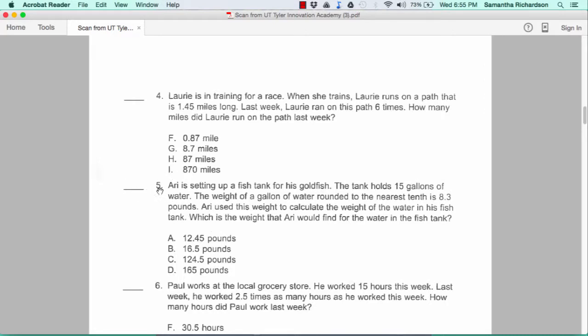Number 5. Ari is setting up a fish tank for his goldfish. The tank holds 15 gallons of water. The weight of a gallon of water rounded to the nearest tenth is 8.3 pounds. Ari used this weight to calculate the weight of the water in his fish tank. Which is the weight that Ari would have to find for the water in the fish tank? A. 12.45 pounds. B. 16.5 pounds. C. 124.5. D. 165 pounds.